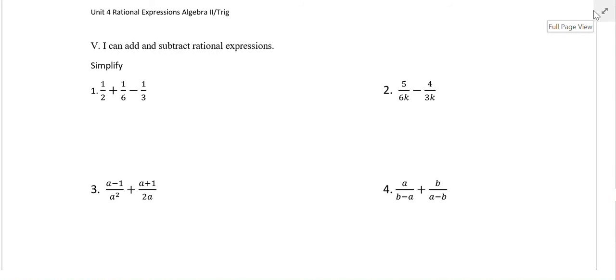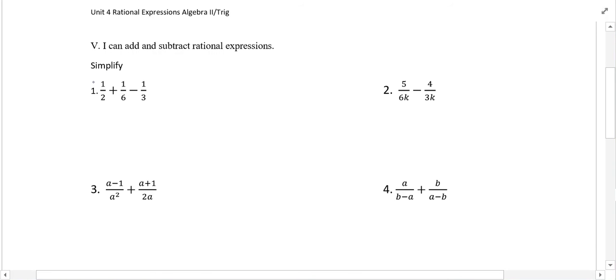All right, so this first problem here is just a reminder on how to add and subtract fractions. Remember, in order to add or subtract fractions, you have to have a common denominator. So looking between 2, 6, and 3, the common denominator would be 6. In order to get this first fraction to have the common denominator, you'd have to multiply the top and the bottom by 3. So that would give us 3/6 plus 1/6 minus, on this one, we'd have to multiply the top and the bottom by 2. So plus 2/6, minus 2/6.